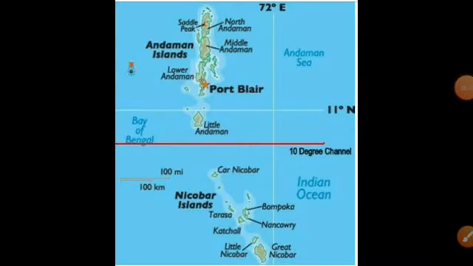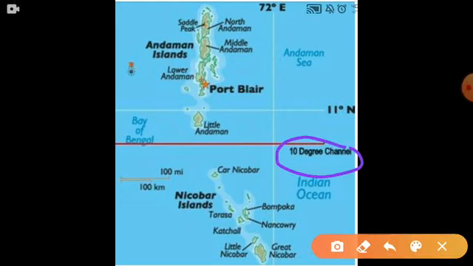The 10-degree channel separates Andaman from the Nicobar group. 10-degree channel means 10-degree latitude. So the latitude will separate these two islands.